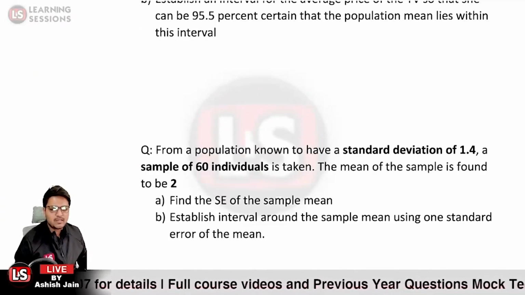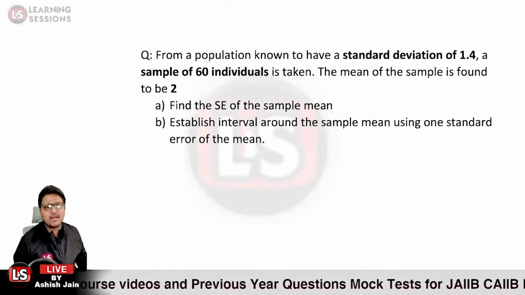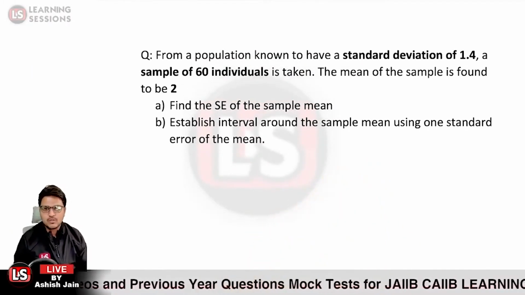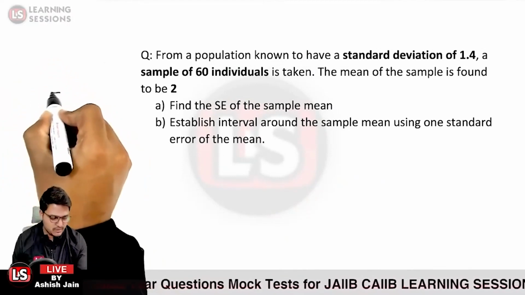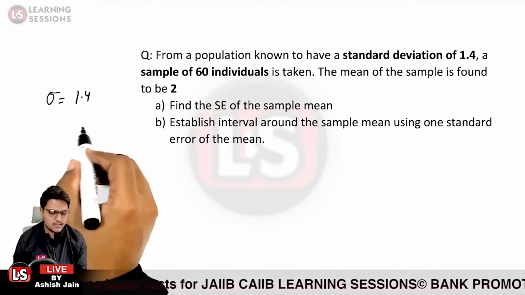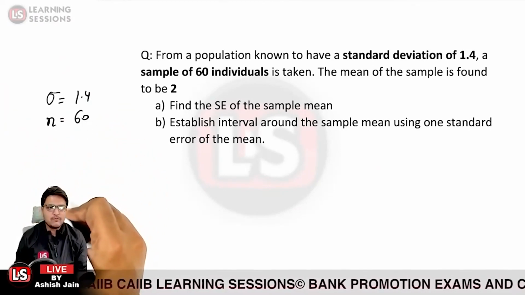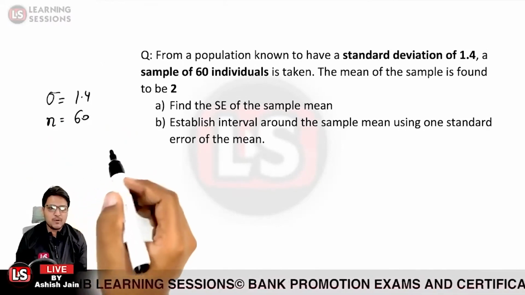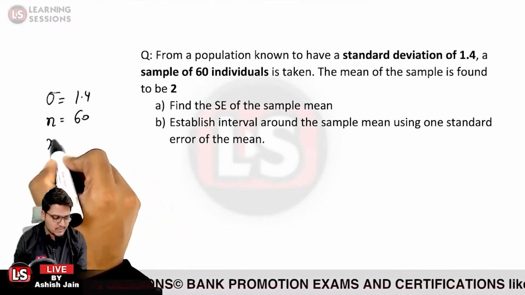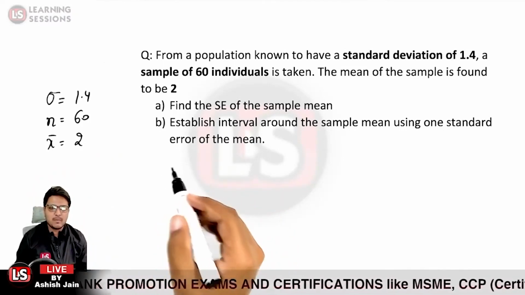Okay, very well. Next question: from a population known to have a standard deviation of 1.4. So the standard deviation of the population is given directly here, that is, sigma is given to be 1.4. For the sample of 60 individuals, small n is given to be 60. The mean of the sample, that is x bar, is found to be 2. And further, find the standard error of the sample mean.